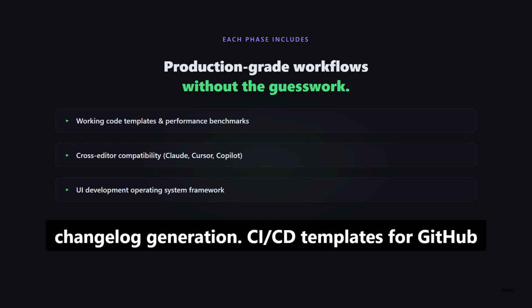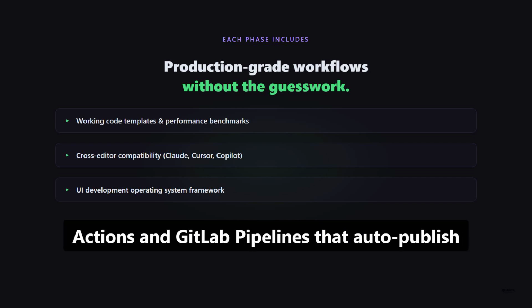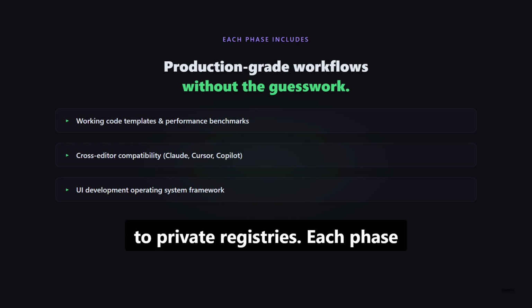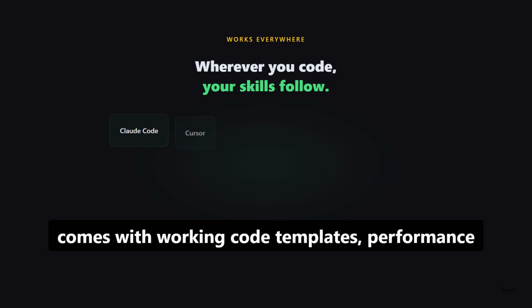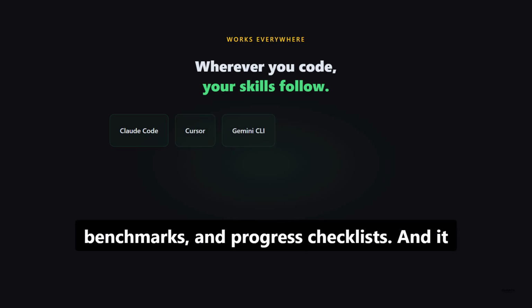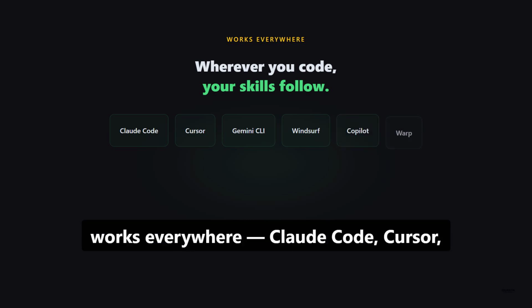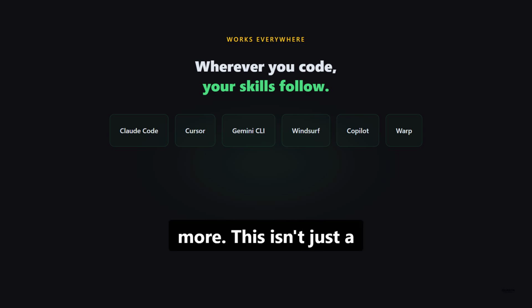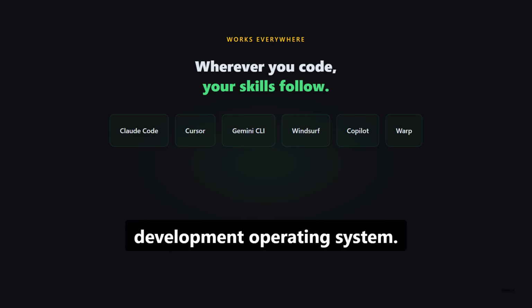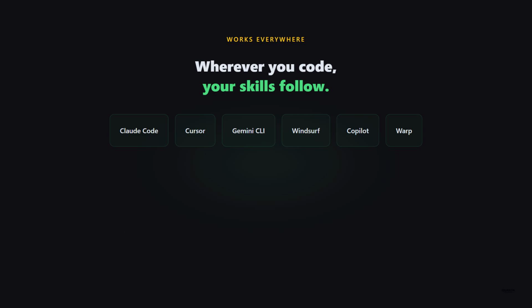CI/CD templates for GitHub Actions and GitLab pipelines that auto-publish to private registries. Each phase comes with working code templates, performance benchmarks, and progress checklists. And it works everywhere: Claude Code, Cursor, Gemini CLI, Windsurf, Copilot, Warp, and more. This isn't just a template, it's your new UI development operating system.